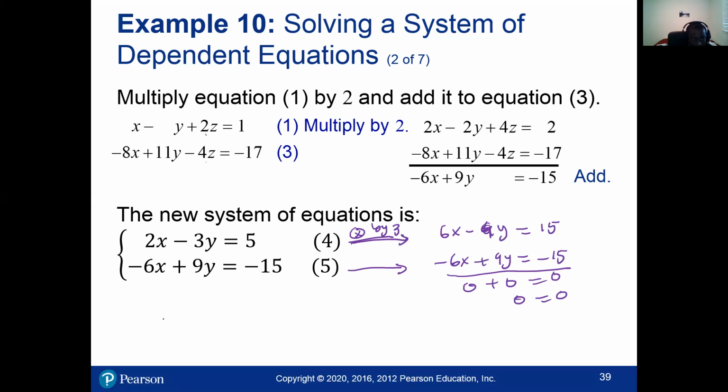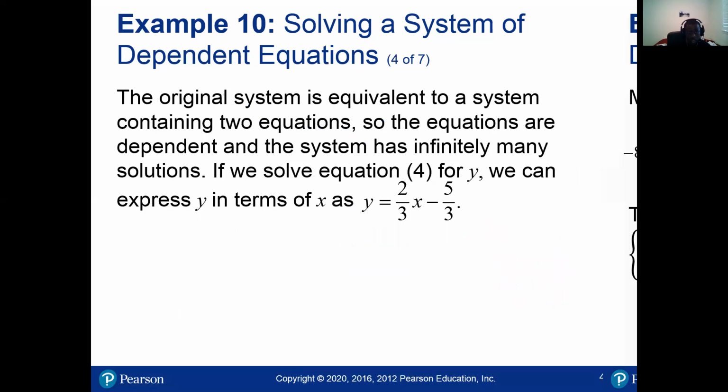So this means that it is consistent and has infinitely many solutions. So let's go to the next. The original system is equivalent to a system containing the two equations. So the equations are dependent. That's why we got 0 equal to 0, and then the system has infinitely many solutions.